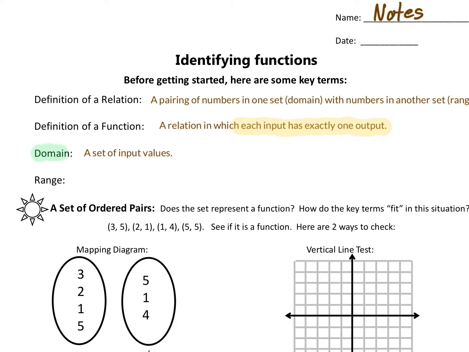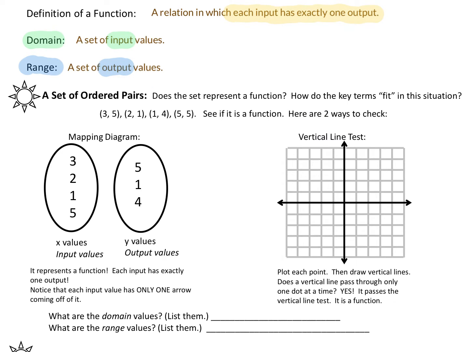A domain is a set of input values. A range is a set of output values. Next, let's have a look at a set of ordered pairs. Does this set represent a function, and how do the key terms fit in the situation?